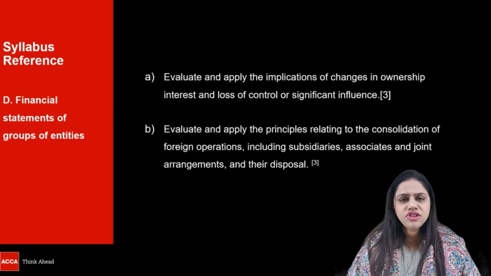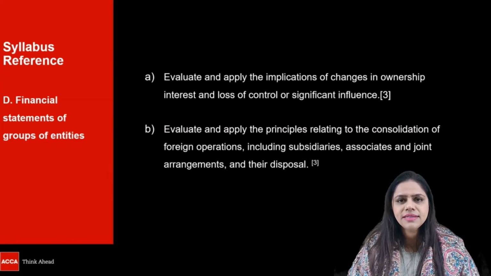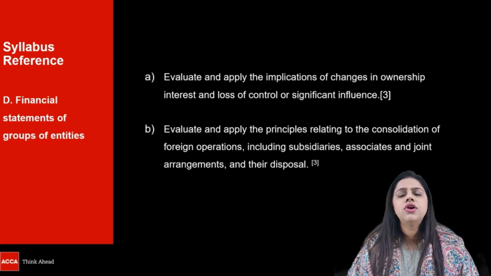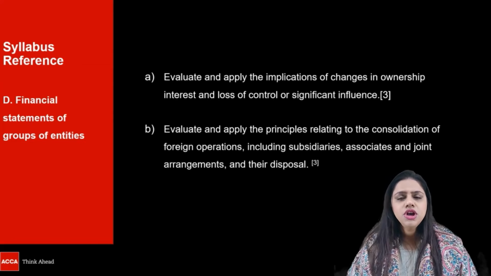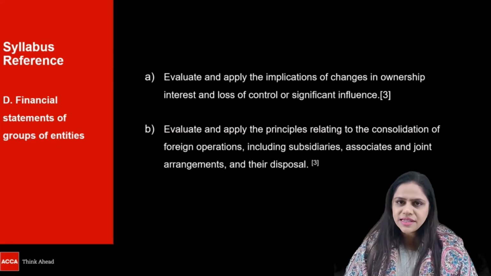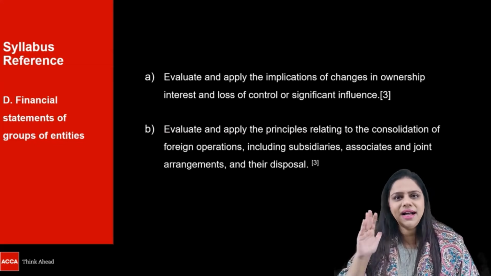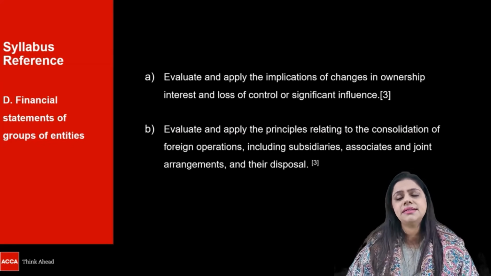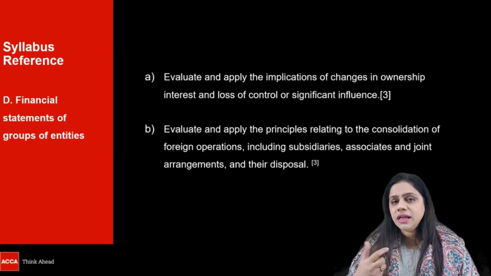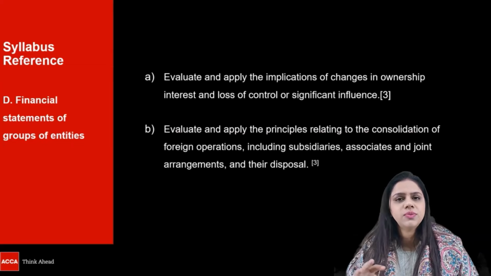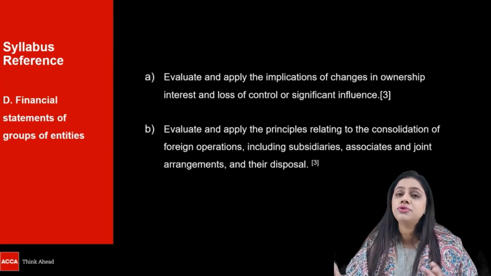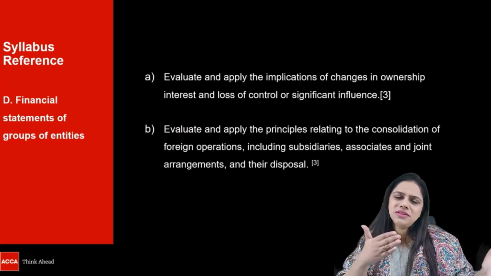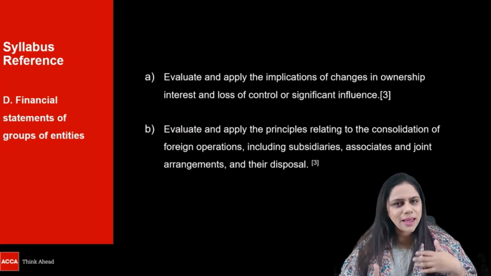So any implications of changes and loss of interest, that is going to be discussed, and then evaluate and apply the principles related to consolidation of foreign operations, including subsidiaries, associates, and joint arrangements and their disposal. So the syllabus guide comprehensively tells you that this topic is there and it can be tested in any possible way. Also, all of these topics, they are then tested in the AAA exam, or also if you take up that optional exam, because when you are doing the audit and assurance, you have to do it off the standards. So you need to know what the standards actually are to tackle what is wrong in them and audit them.